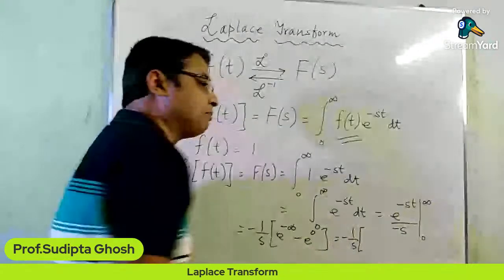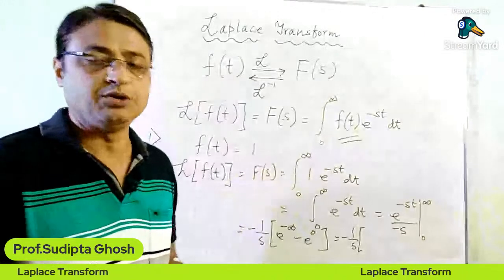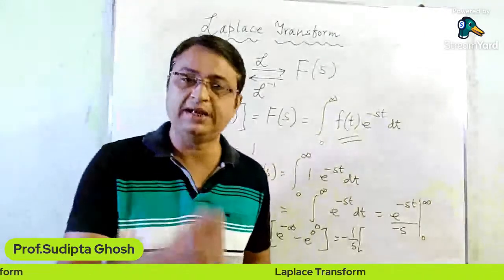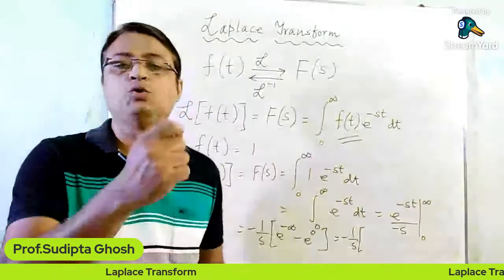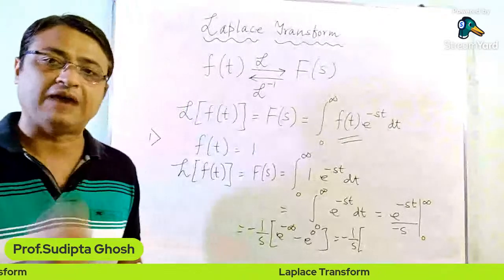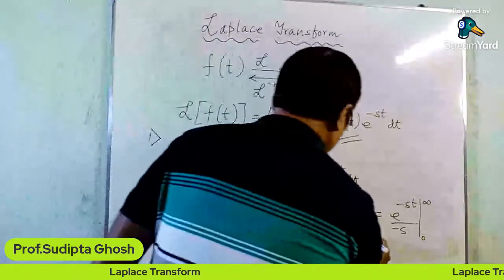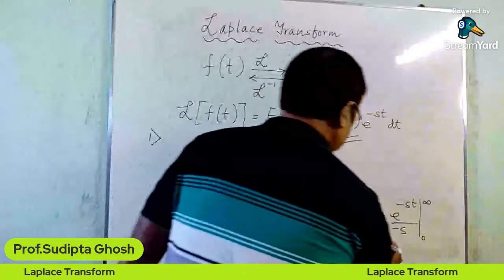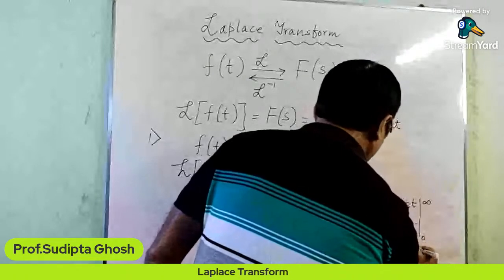E to the power minus infinity means 1 by e to the power infinity. E to the power infinity is only infinity, so 1 by e to the power infinity equals 1 by infinity, and that equals 0. So the value of e to the power minus infinity is 0. Putting this value as 0, minus e to the power 0 is 1. So the value is nothing but 1 by s.